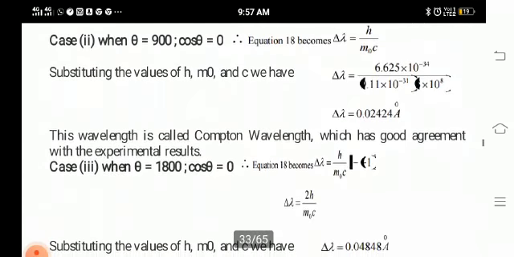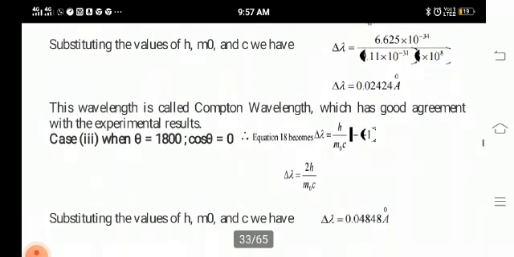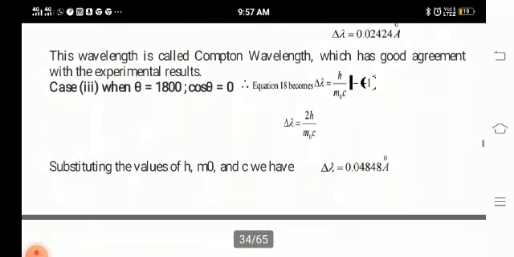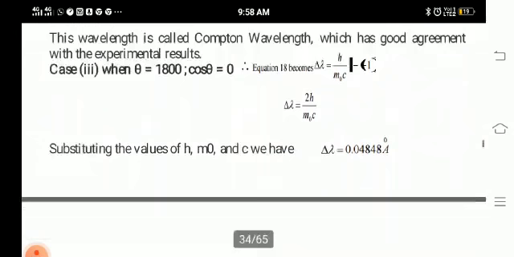And for theta equal to 180 degrees, cos theta is equal to minus 1. So delta lambda is equal to 2h by m naught c. Substituting the values of h, m naught and c, we get delta lambda is equal to 0.0484 Angstrom.